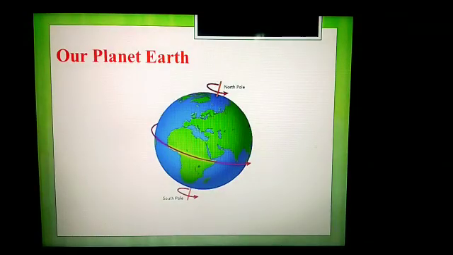Children, this is our planet Earth. As you see here, there are no lines on planet Earth. You can see a yellow-colored needle on the top and bottom of the earth. It is called the axis and it is an imaginary line. It is drawn so that people can understand that the earth rotates on its axis.